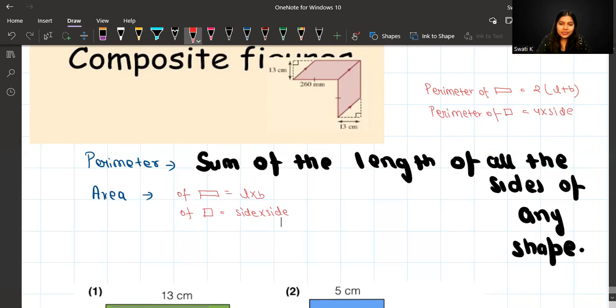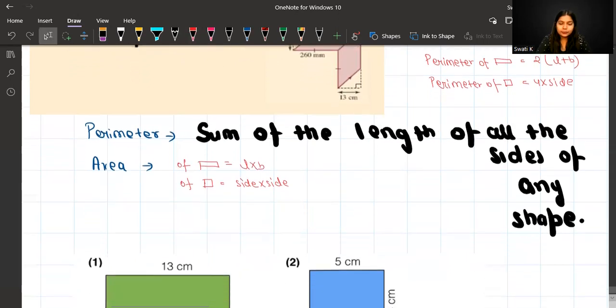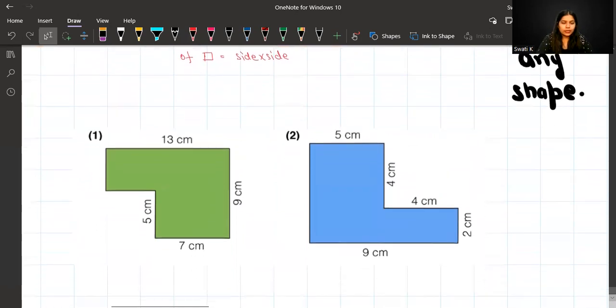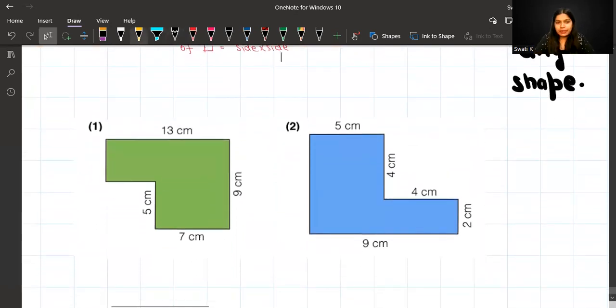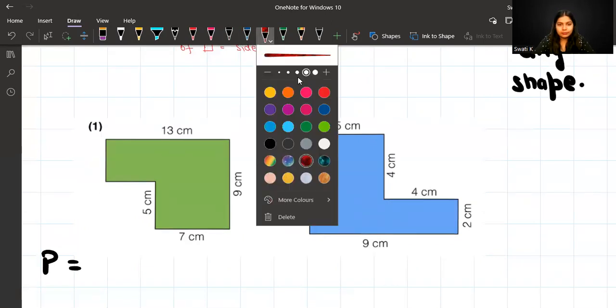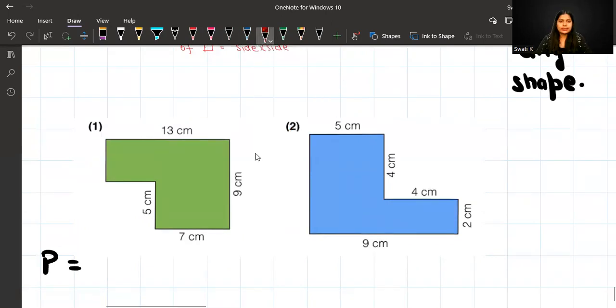So let's get started with the first question, the green one. The very first thing we have to do is find the perimeter. That is why I said that if you want to find the perimeter, the best thing you can do is find the sum of the lengths of all the sides. For some shapes, you will not be able to see the length of all the sides. You have to figure it out on your own.